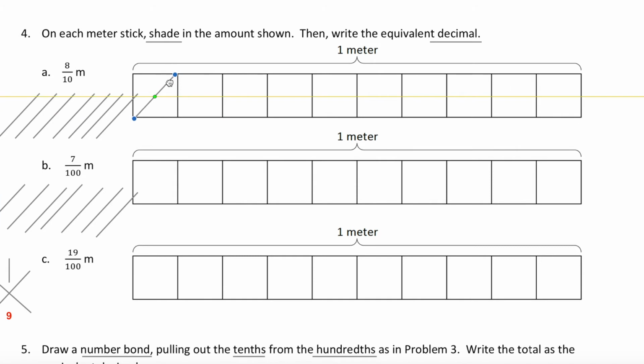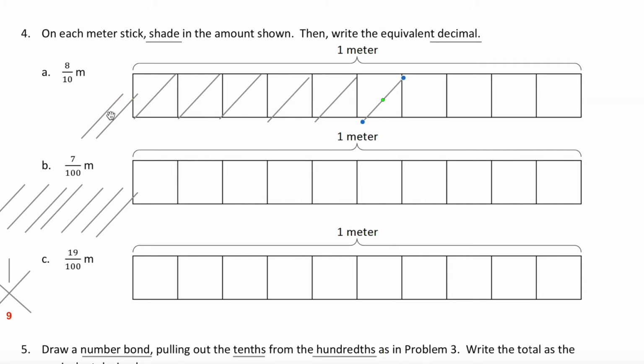Okay, so 1, 2, 3, 4, 5, 6, 7, 8. And what is that in decimal form, you guys? 0.8. Okay, and you'll do the same thing here.